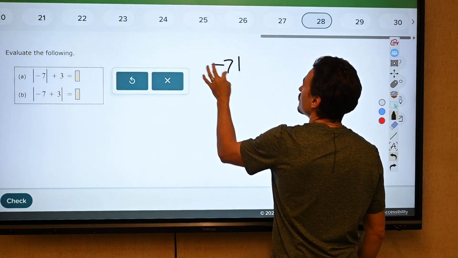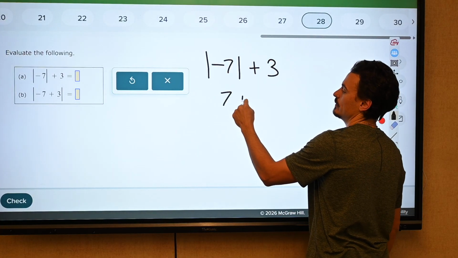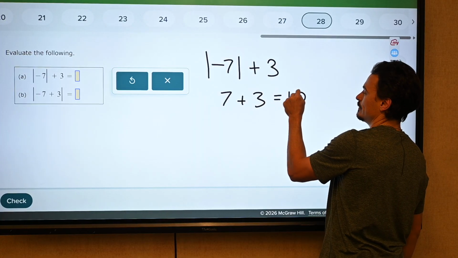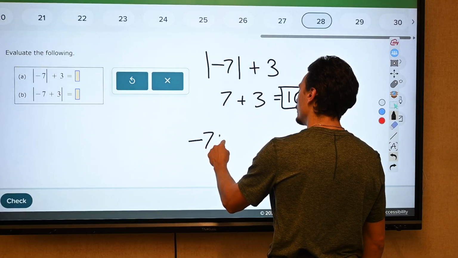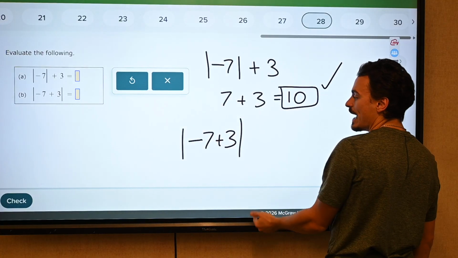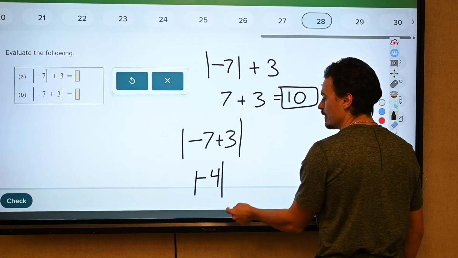All right, negative 7, absolute value, plus 3. The absolute value of negative 7 is 7. 7 plus 3 is 10. Boom, done. Now the absolute value of negative 7 plus 3. If I take the absolute value of that, that's going to get me negative 4 on the inside. The absolute value of that is equal to 4.